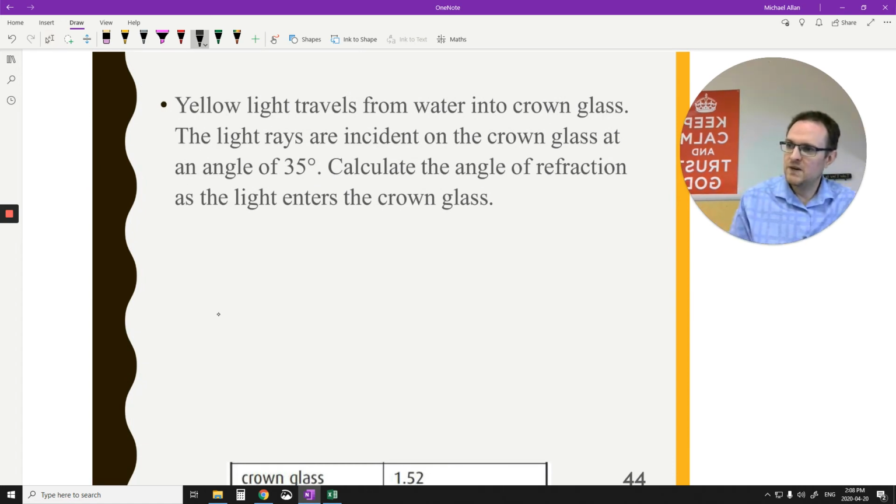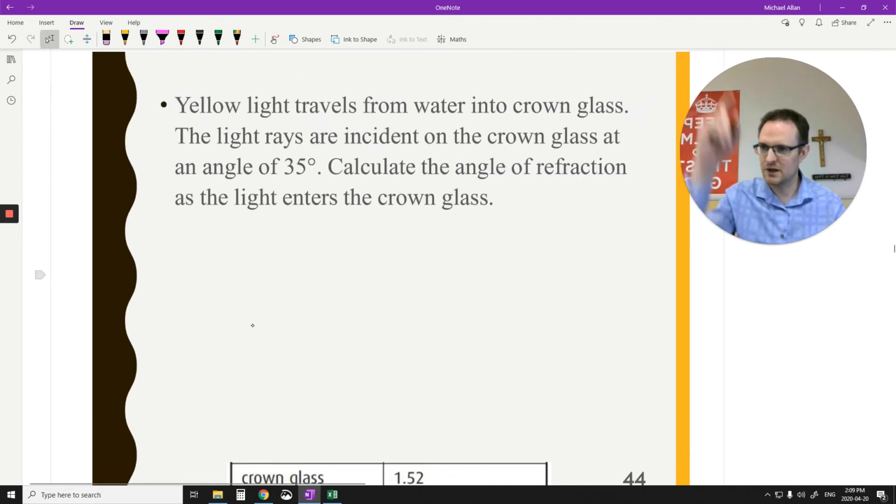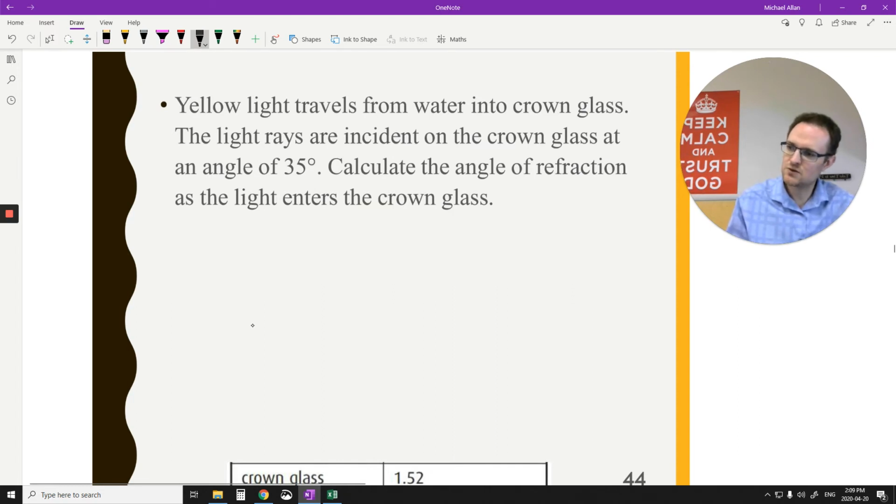So yellow light travels from water into crown glass, and here they gave us the crown glass number at the bottom here. So if you want to go to the table, you could. I'm just going to draw a picture to represent this. Okay, so here's my yellow light. It's going from water into a piece of crown glass. So this is crown glass in here.